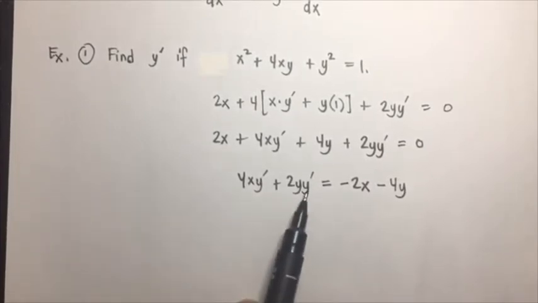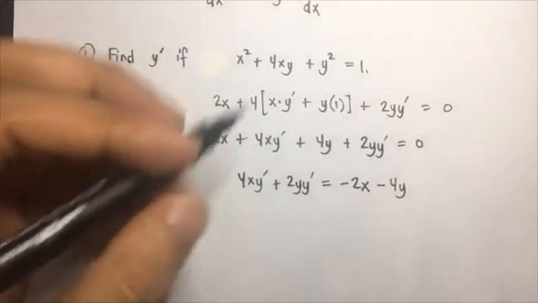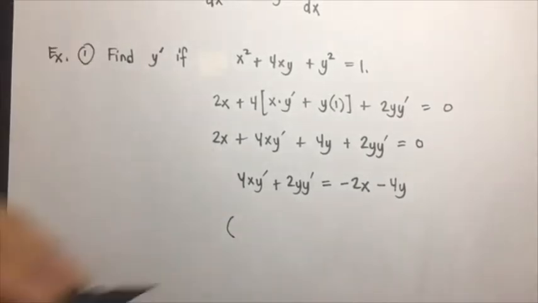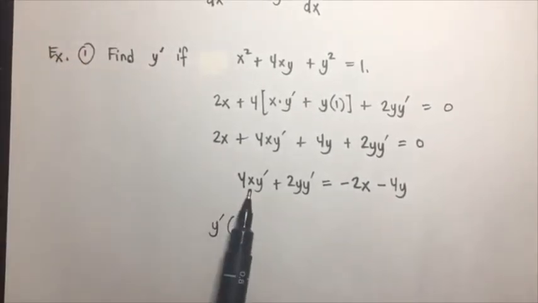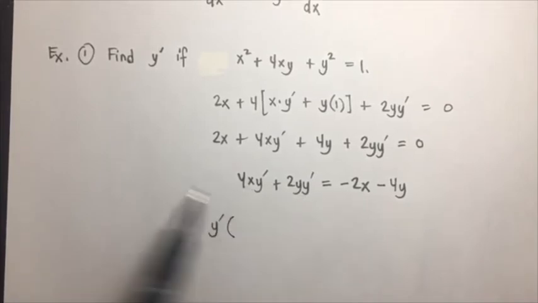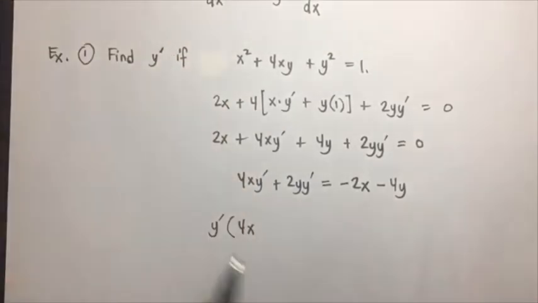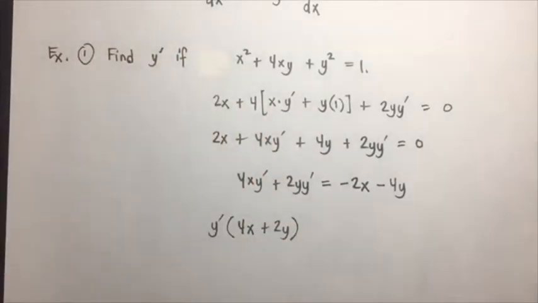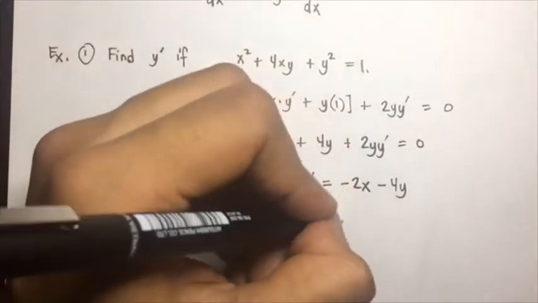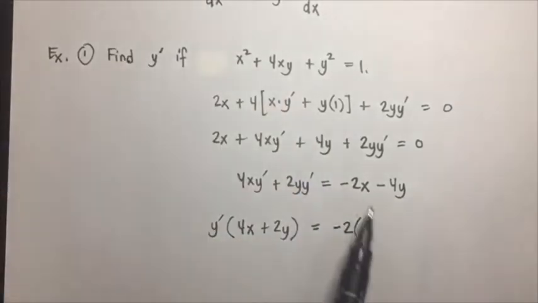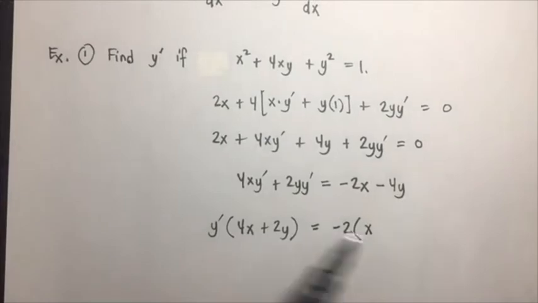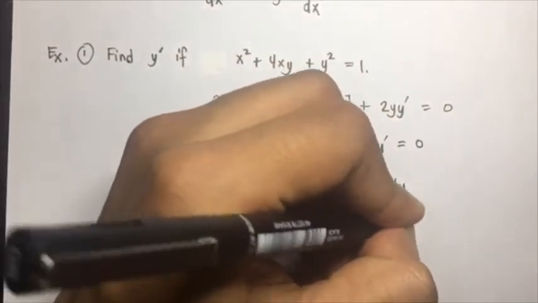Okay, so next, factoring y prime. Factoring out y prime, what will remain here is 4x plus 2y, is equal to, so we have a common factor here of negative 2. Factoring out negative 2, this will become x, then this will become plus 2y.